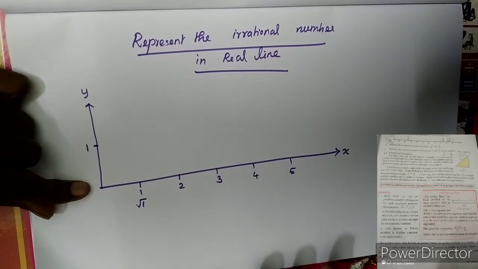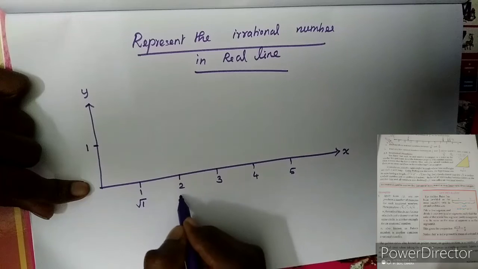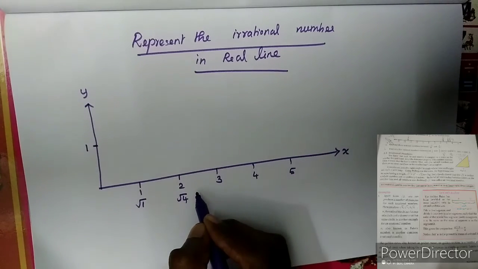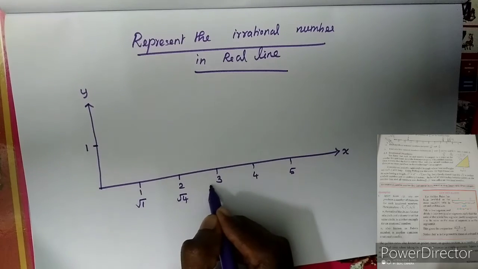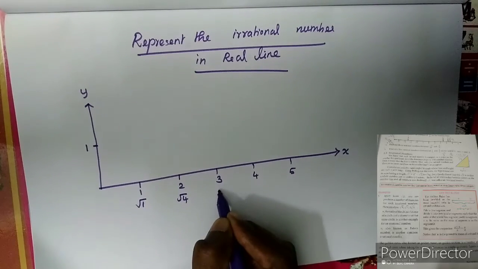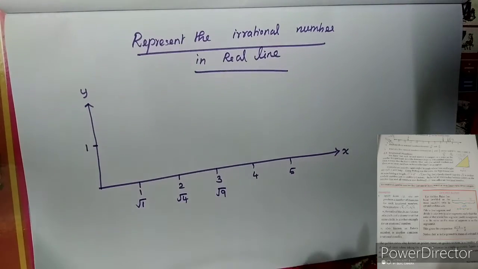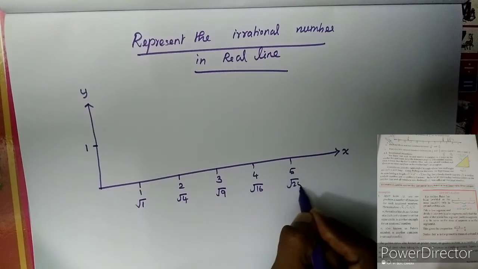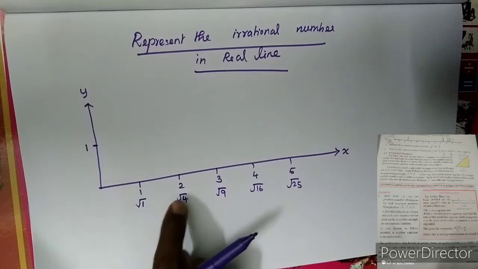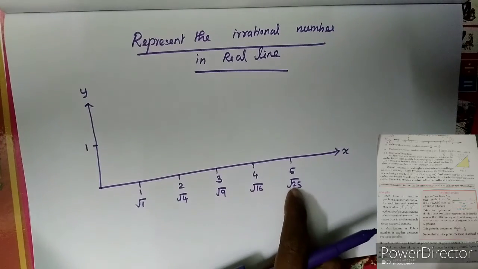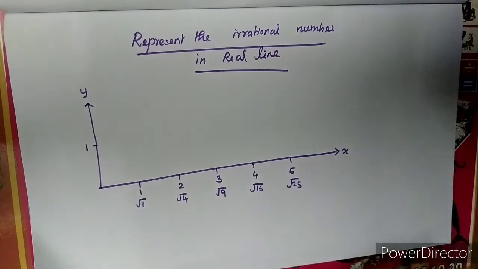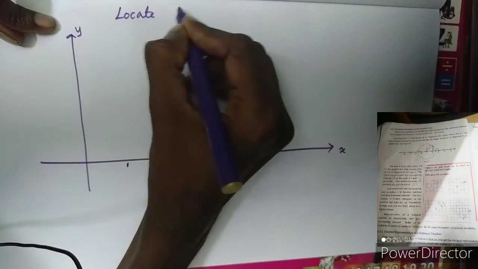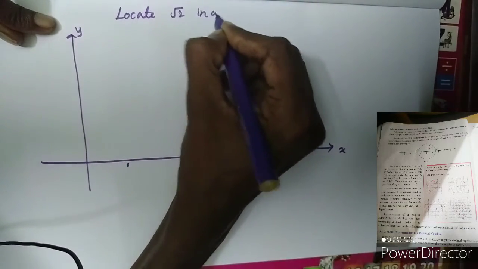Next, root 3 also. Root 4 means it is 2. Root 5, root 6, root 7, root 8, everything lies in between these two numbers. Root 9 is 3. Root 16 is 4. Root 25 is 5. So root 1, root 4, root 9, root 16, root 25 are rational. Now the question is, locate root 2 on a number line.